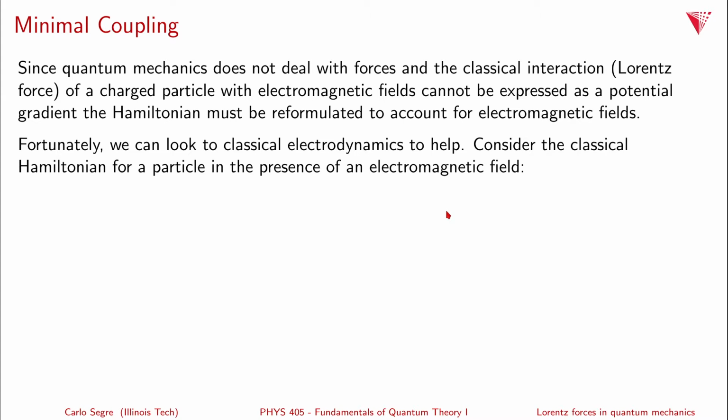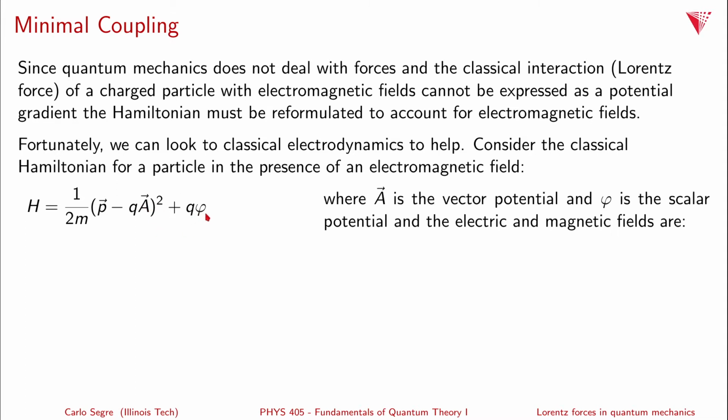So, the good thing is we can use classical electrodynamics to help. If you look at the classical Hamiltonian for a particle in the presence of an electromagnetic field, it's written as 1 over 2m times the quantity p minus q times A, quantity squared, plus q phi, where A is the vector potential and phi is the scalar potential.